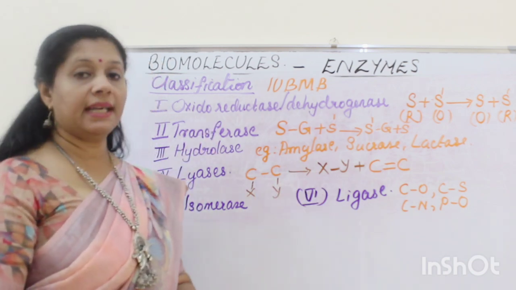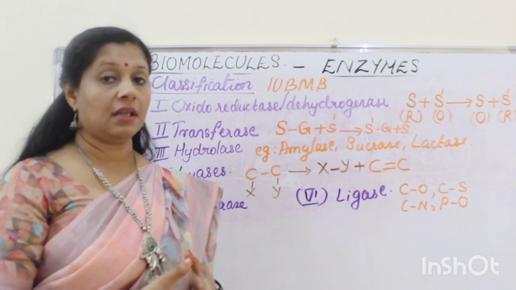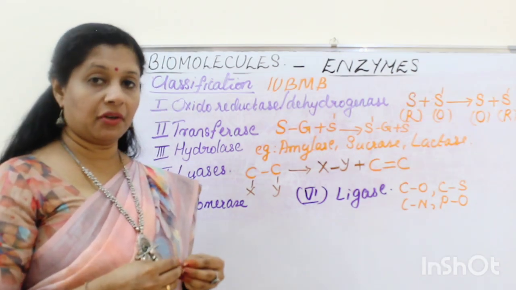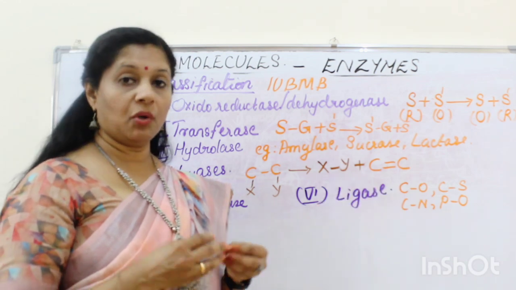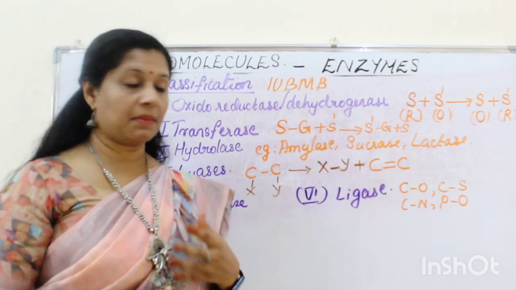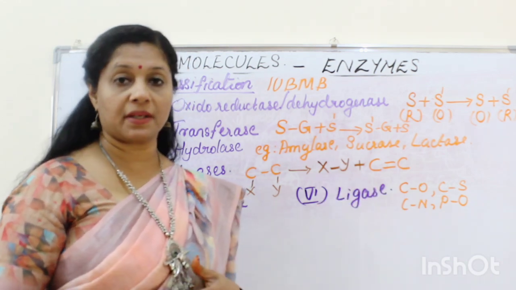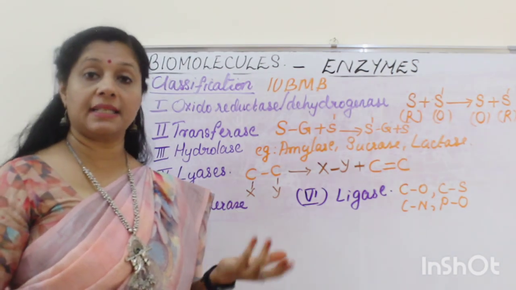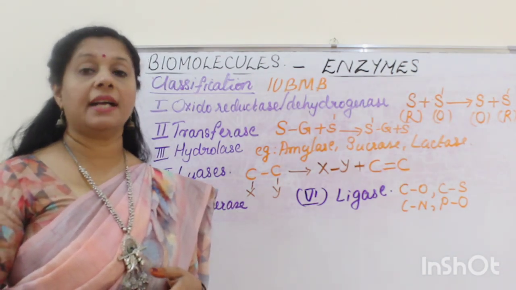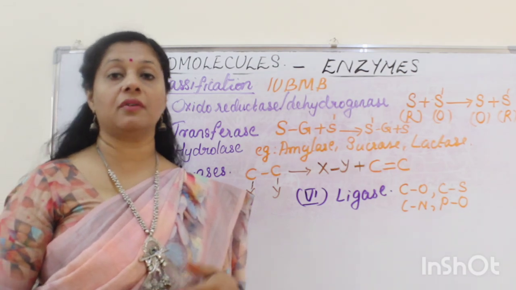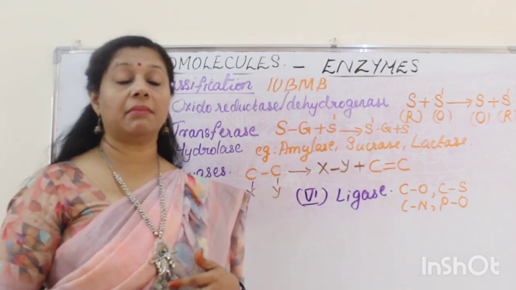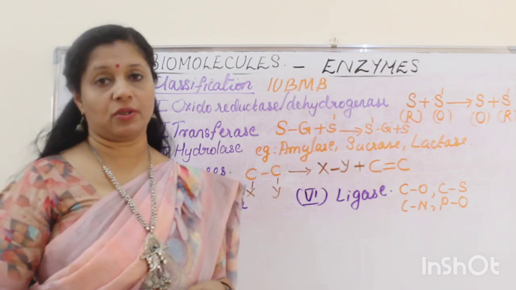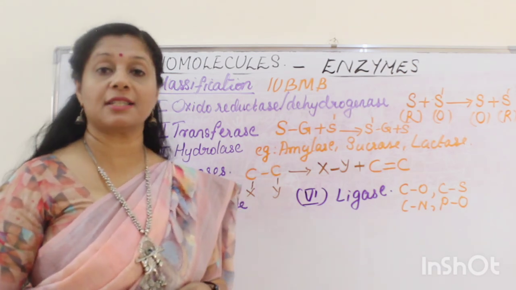Whereas when it comes to ligase, it is joining different molecules together. For this, they use the energy from the hydrolysis of ATP. For example, joining carbon and oxygen, or carbon and sulfur, carbon and nitrogen, or phosphorus and oxygen. Third is isomerase enzymes. They catalyze isomerization reactions. Isomers, you know, have the same molecular formula but different structural formula. So they make changes in the structure to form isomers. So this is very important, the 6 classes of enzymes.